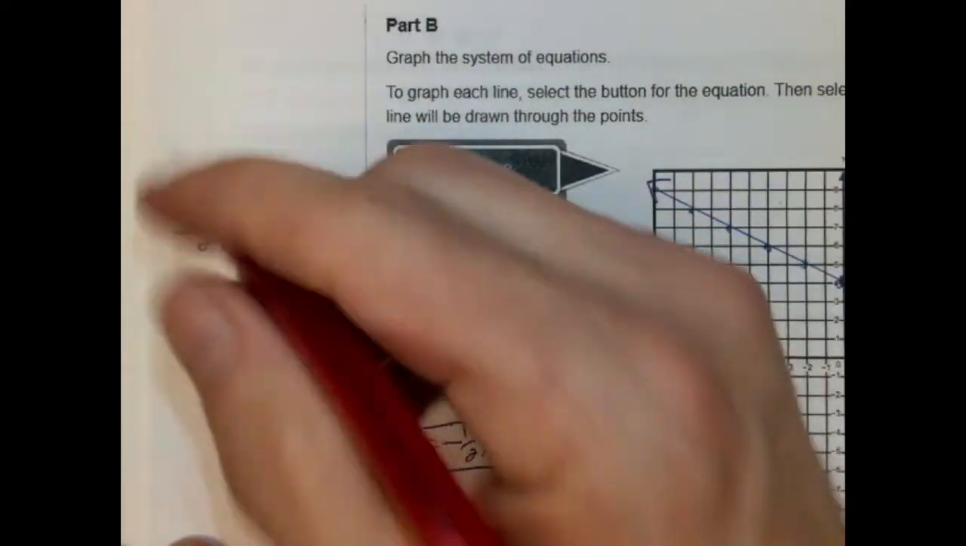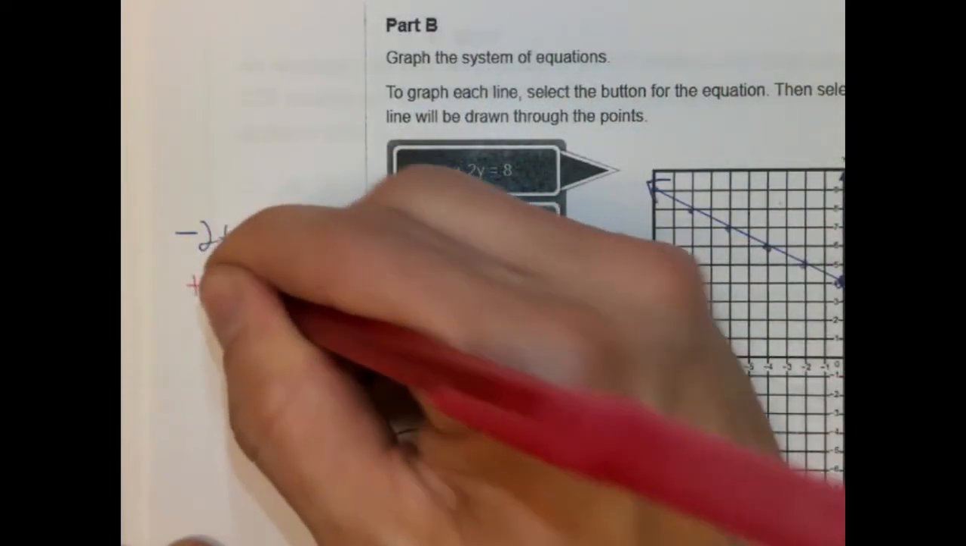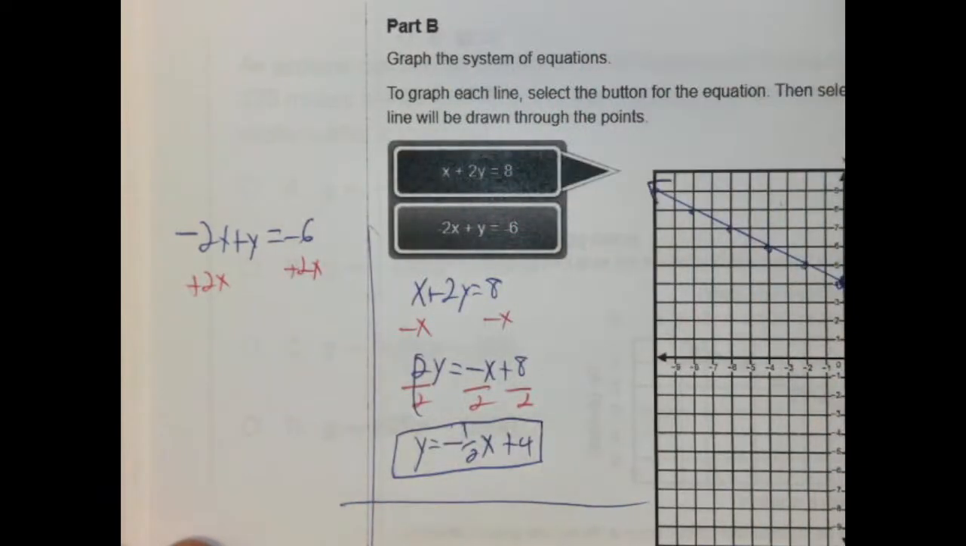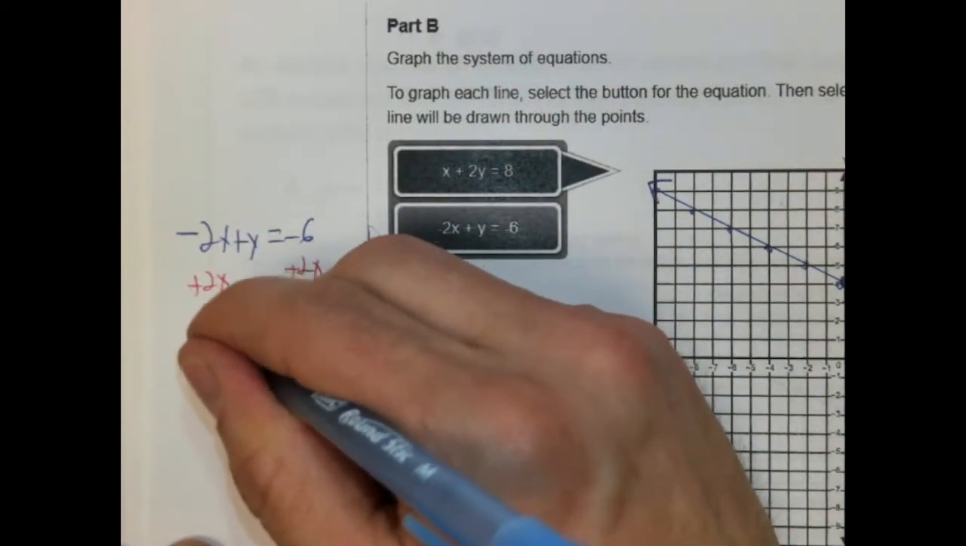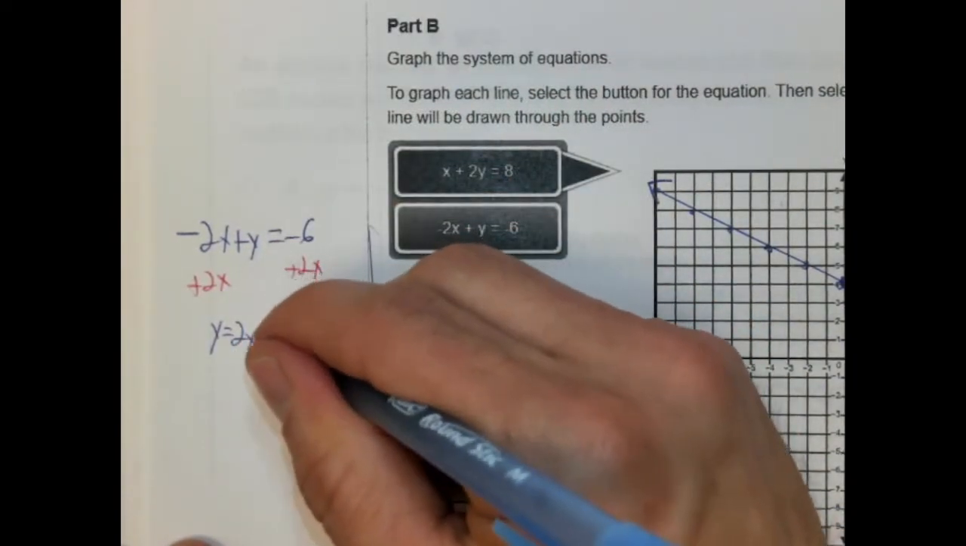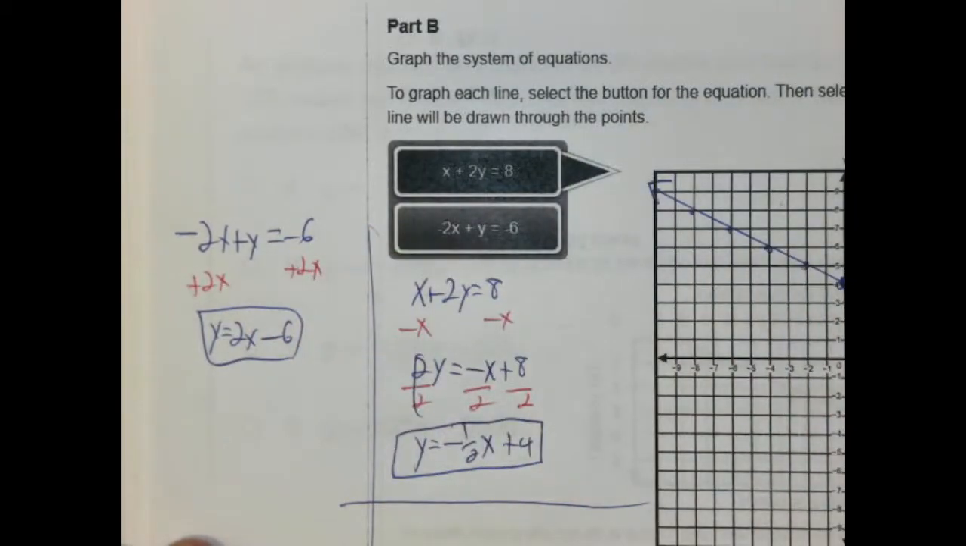So let's get y by itself. We're going to add 2x to both sides. So y equals 2x minus 6. We're going to graph that now.